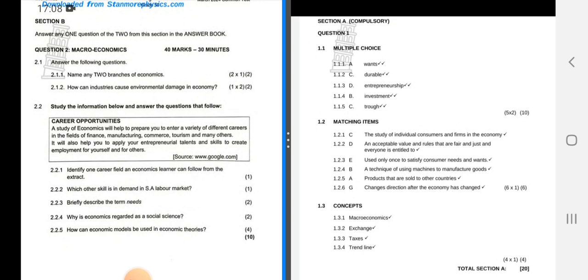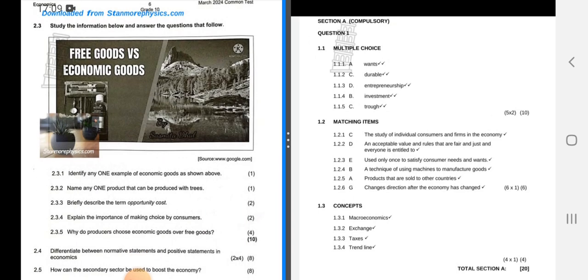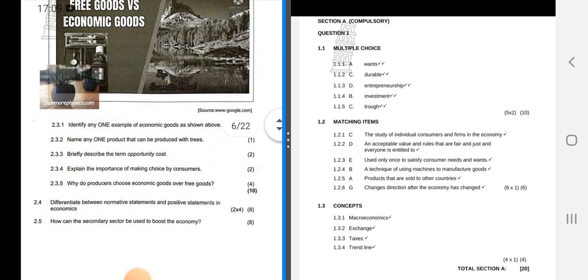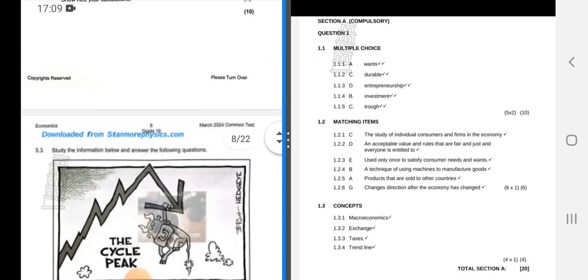Identify one career field an economics learner can follow from the extract. Which other skills are in demand in the SA labor market? Briefly describe the term needs. Why is economics regarded as a social science? How can economic models be used in economic theories? So you're just going to go through this. 2.3 there, it's still question 2. And then question 3, compare question 2 and question 3 and question 4.